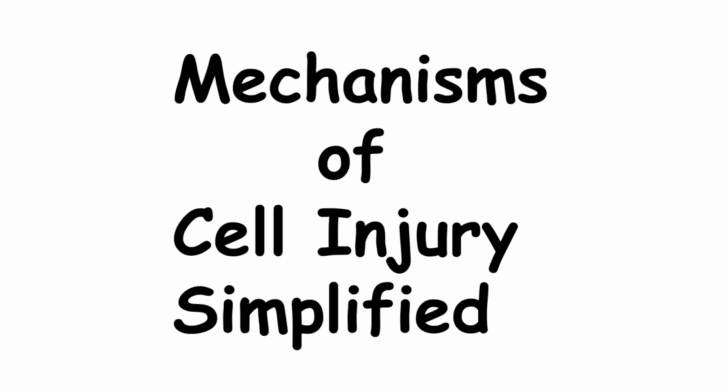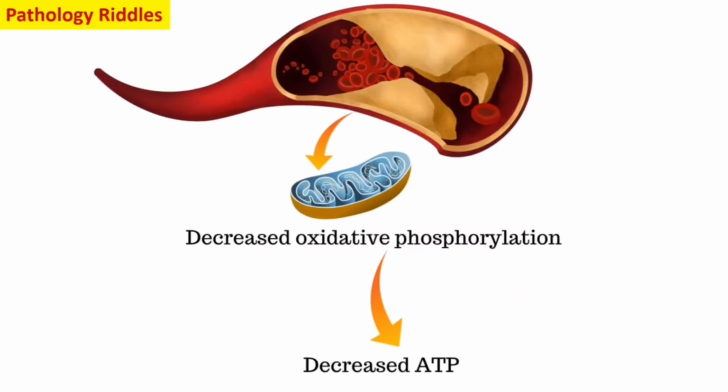Today we are going to deal with this topic called mechanisms of cell injury. Last week we spoke about what are the causes of cell injury and how a cell responds whenever it is exposed to an injurious stimuli or stress. The first mechanism is hypoxia and ischemia. So when does hypoxia and ischemia happen?